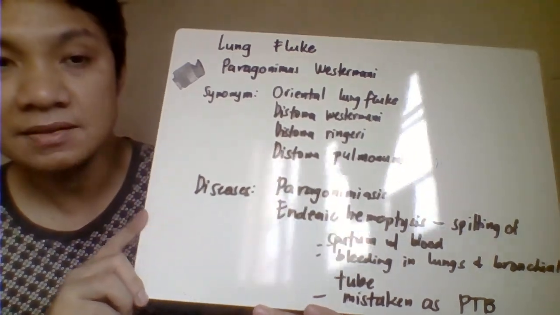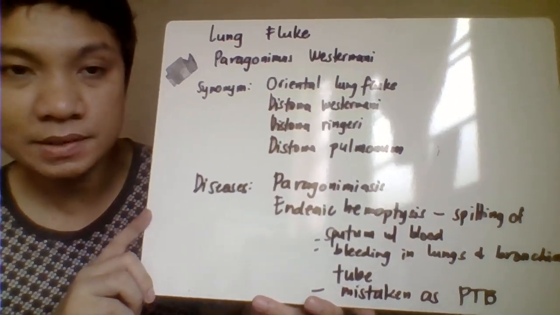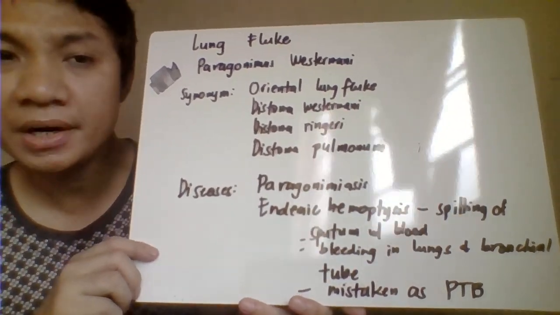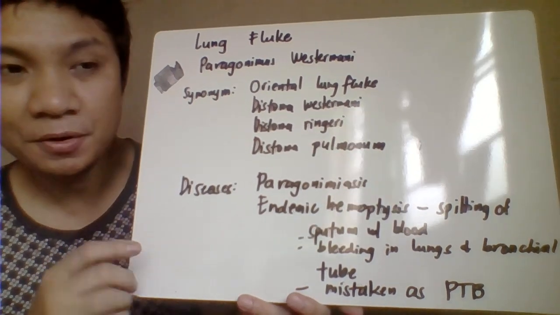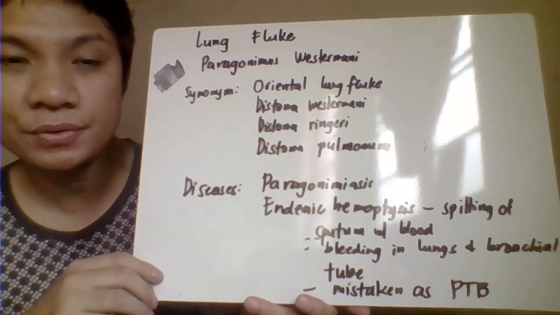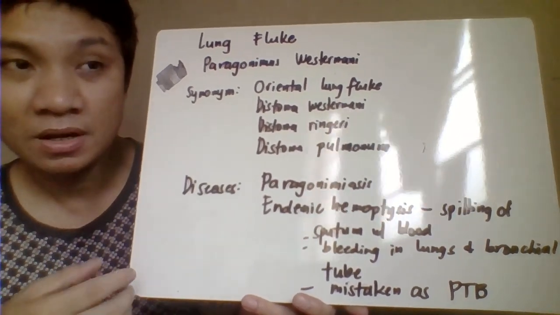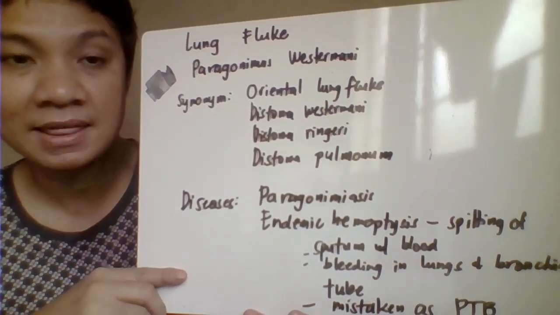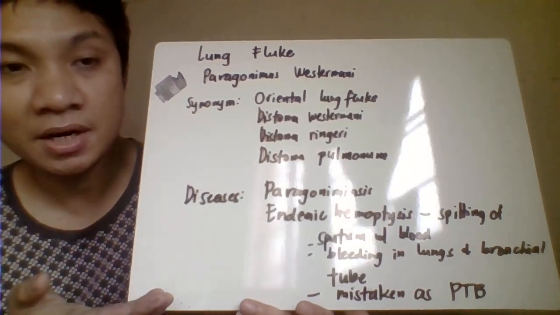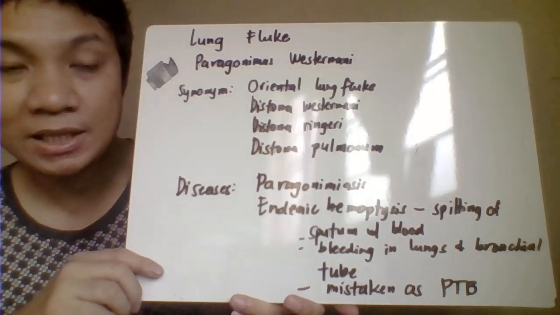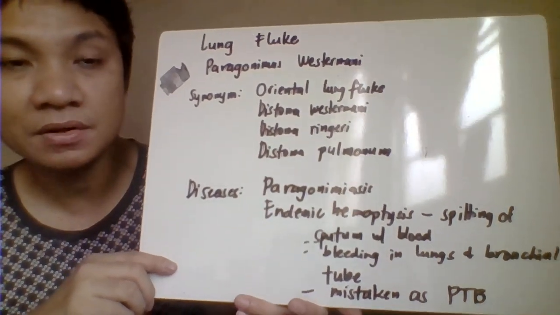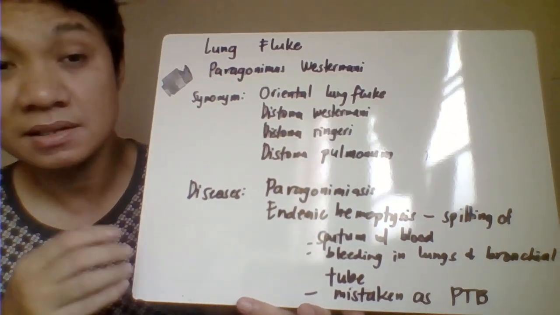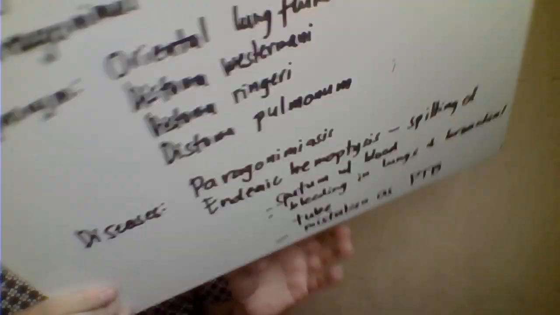It could be mistaken as your pulmonary tuberculosis, but you need to differentiate that one by doing your culture and sensitivity. So, since ang ating pulmonary tuberculosis is caused by the bacteria, when you're having the culture and sensitivity, it will give a positive result for that. But if this one is your Paragonimus westermani, it will not give a positive result in the culture and sensitivity of your bacteria because again, this is not a bacterial infection.